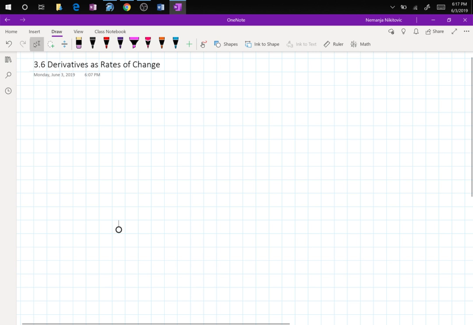Hello and welcome back to Calculus 1, section 3.6, derivatives as rate of change. So this is where we start looking at some application of our derivative. We are going to take a look at probably the most popular application for the derivative, and that is measuring your speed, how fast you're moving.